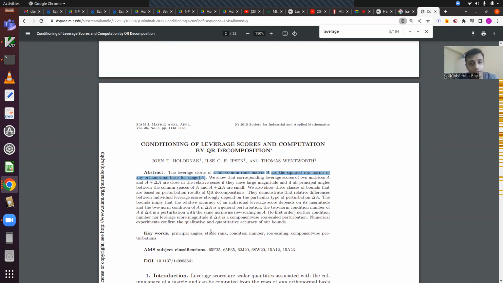Okay, got it. So here the definition of leverage scores is this. This is probably there in the lectures, but let's clear it now. Leverage scores, for any full rank matrix A, are the squared row norms. We have discussed how to take squared row norms, but of which matrix? The orthonormal basis of the matrix A, right?